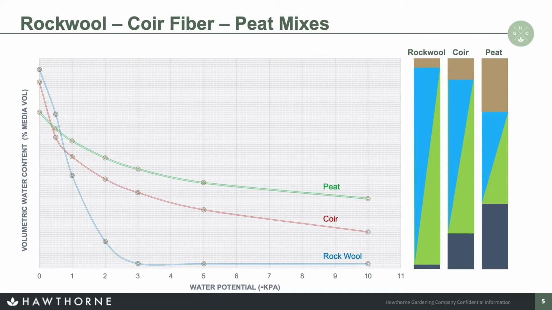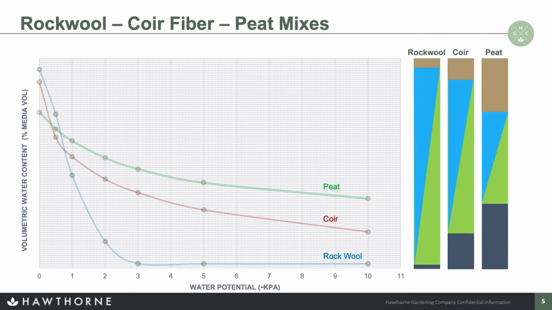And because of the organic nature of peat and coir fiber, some of the nutrients can be tied up within that buffer. The container capacity of peat moss is around 1.5 to 2 kilopascal, depending on the substrate, and the aeration is less than coir at pot capacity.